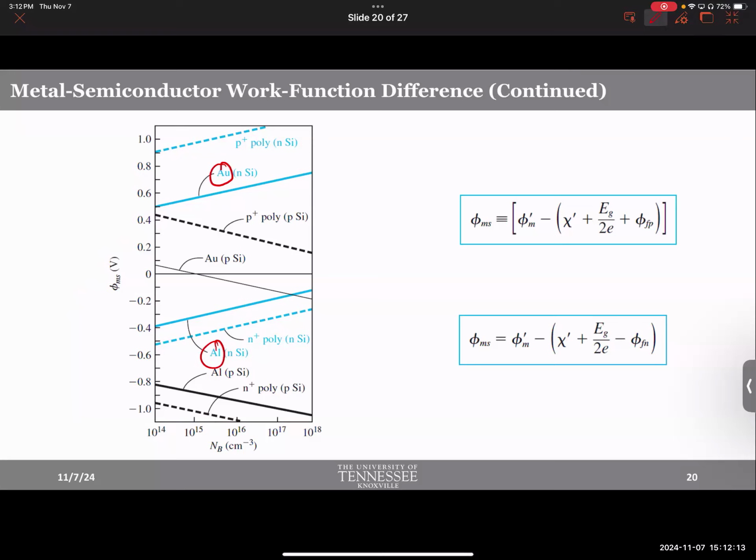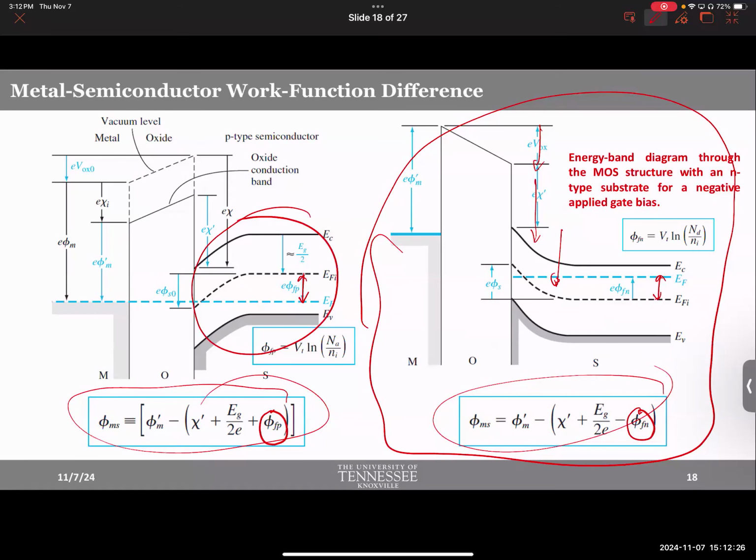Okay? And notice, we are plotting it against doping concentration. N stands for doping concentration. And by the way, why is it NB? B stands for body, because this is the body. This is also called the body terminal. The semiconductor terminal is the body terminal. It could be N-type or P-type. So instead of writing N donor or N acceptor, we are just writing body doping concentration.